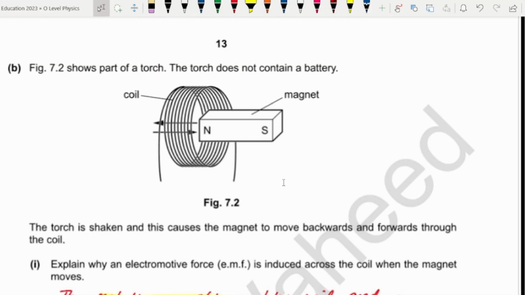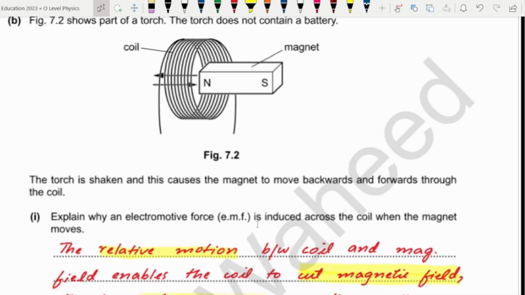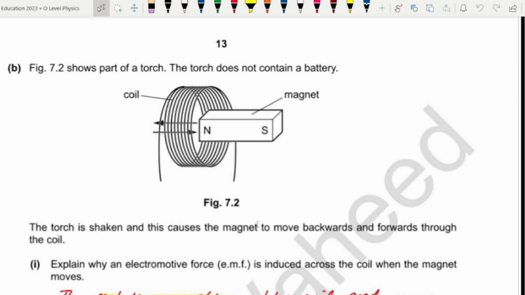Figure 7.2 shows a part of a torch. The torch does not contain a battery. The torch is shaken, and this causes the magnet to move forward and backward through the coil. Explain why an EMF, electromotive force, is induced across the coil when the magnet moves. So this one is a standard question of electromagnetic induction. What they're saying is there's no battery, then how can EMF be induced in the coil? A standard textbook question.